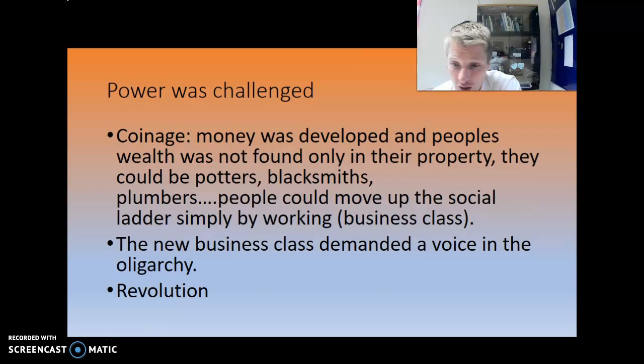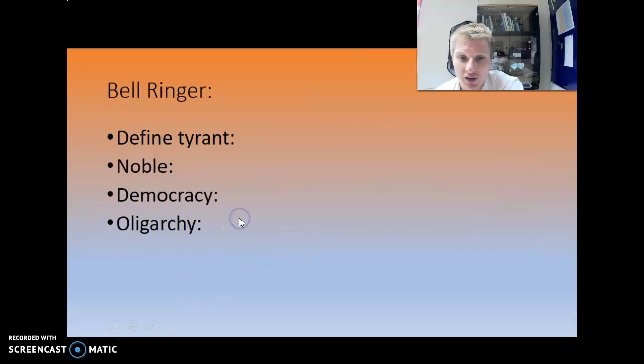And these new wealthy people in the country knew that the oligarchy, the nobles who ruled the country, were rich, but they were rich too, so why couldn't they have a voice? And so began the revolutions of the time.